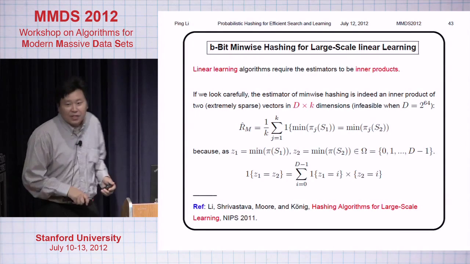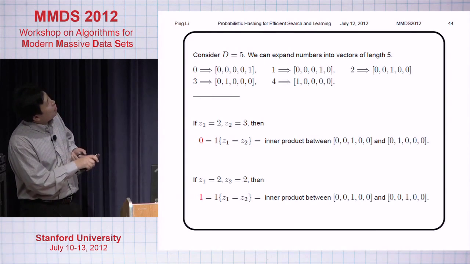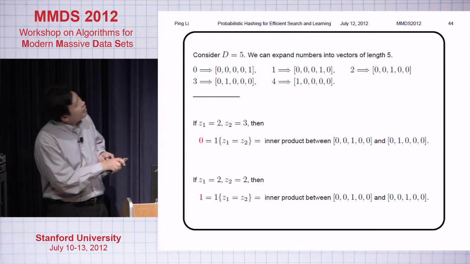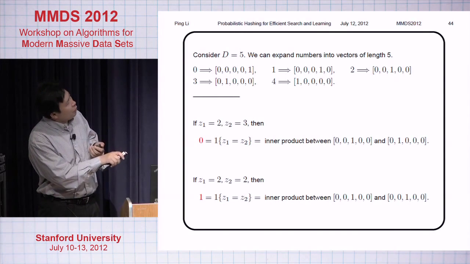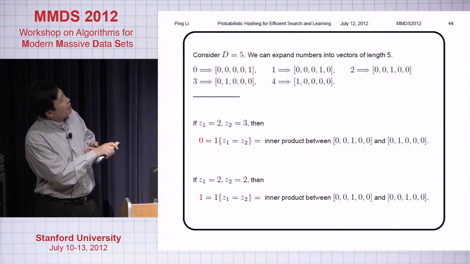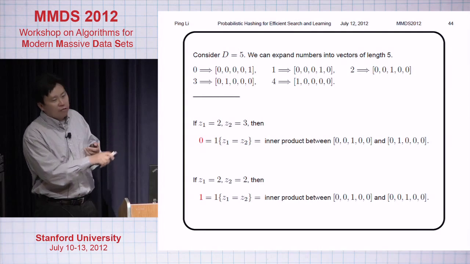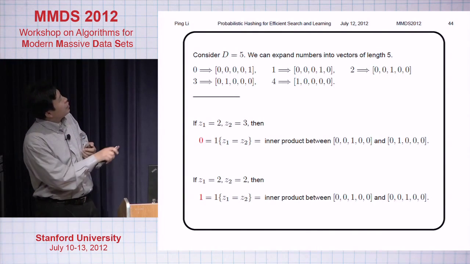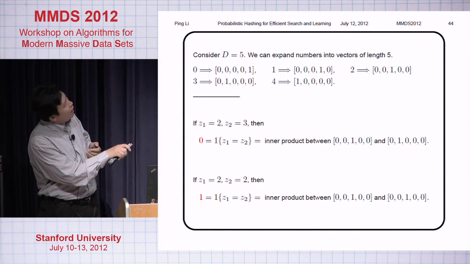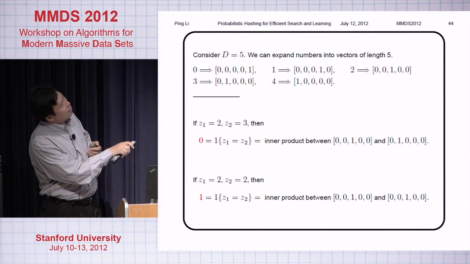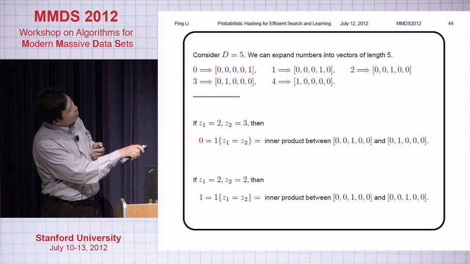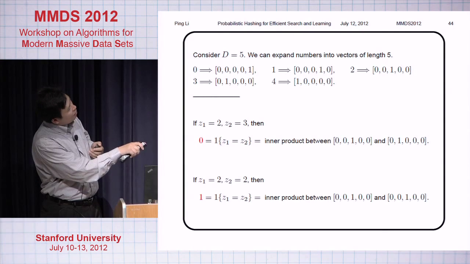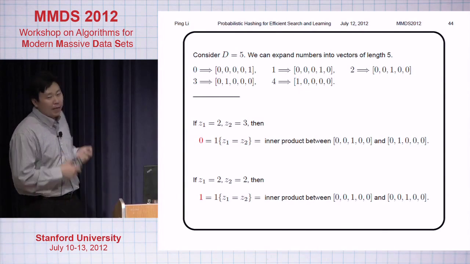So here's an example to convince you this is an inner product. So for example, you consider d equal to 5. So then we just expand numbers between 0 and 4. So we can expand all the numbers 0 to 4 into a vector of length 5. For example, 0 becomes 1, 0, 0, 0, 0, because we need a 1 somewhere. So 0 becomes 1 at the first location, 1 becomes the 1 at the second location, 4 means the 1 at the highest location. So that's the expansion.